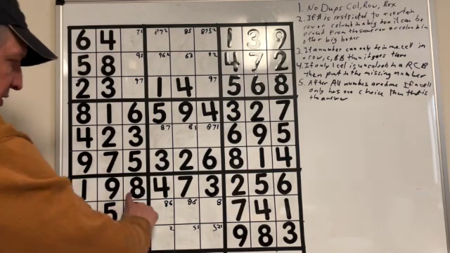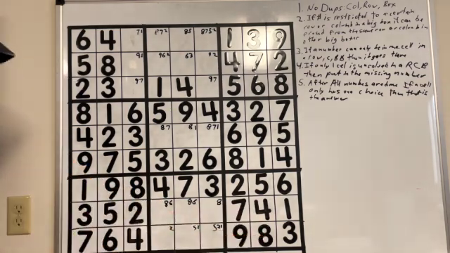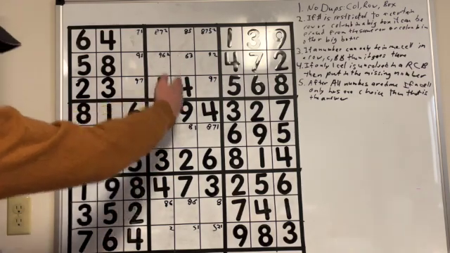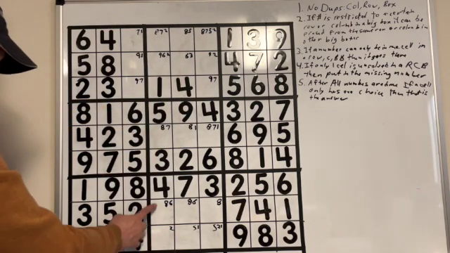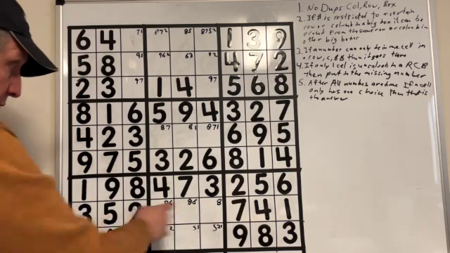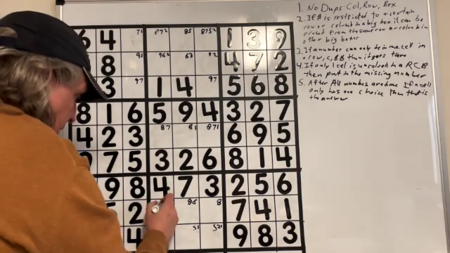9s cannot be across the top. They cannot be across the bottom. And they cannot be down the middle. So that only leaves these 2 as choices for 9s. So I'm going to write it in.